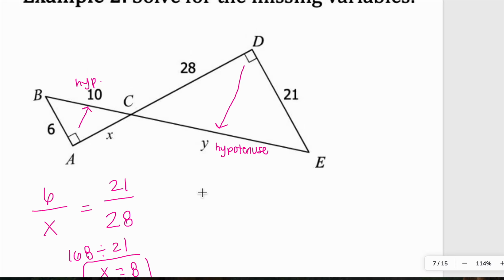Next is y's turn. I know 10 matches with y, so 10/y, and then I can still pick two other numbers. I know 6 matches with 21, so I could say 6/21. Cross multiply, I get 210. Dividing that by 6, I'm going to get 35. So y is equal to 35. Okay?